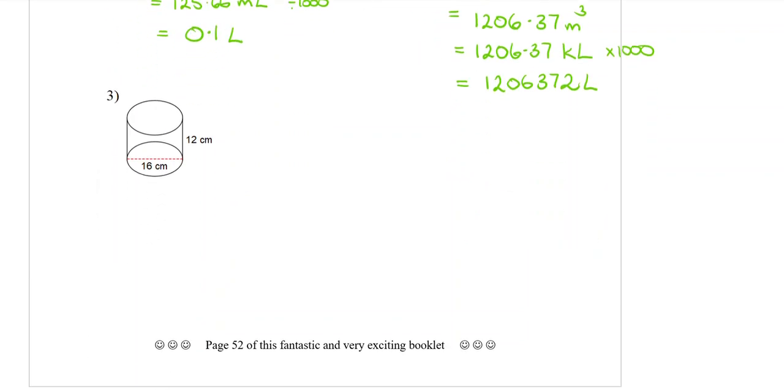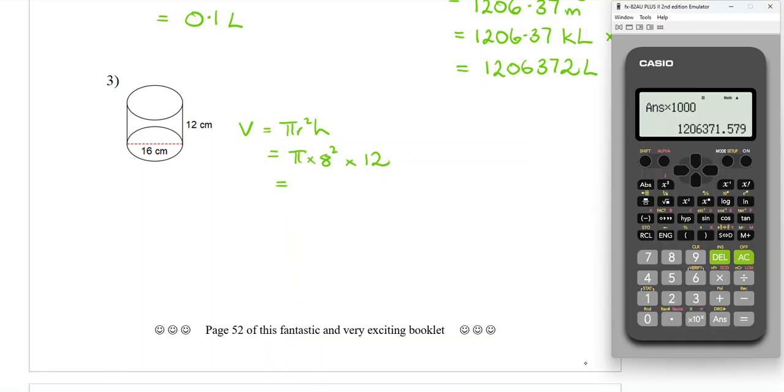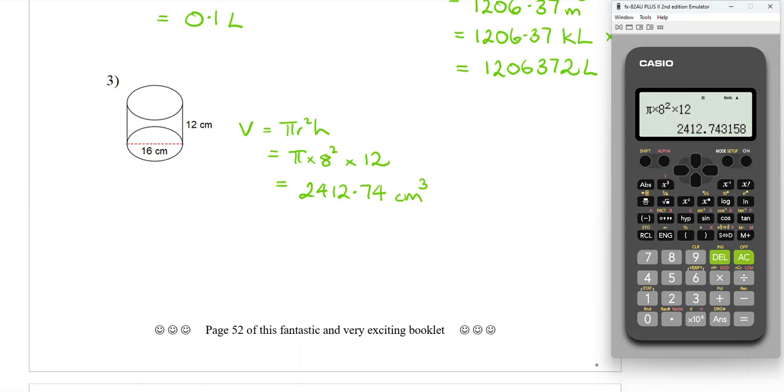Right, one more. Question 3. Formula for volume is V equals pi r squared h. What is the radius of this cylinder? Yes, pi times 8 squared. What is the height of the cylinder? 12. Type it in the calculator. We get 2, yep, 0.74 centimetres cubed. Now, how do I change that into capacity?